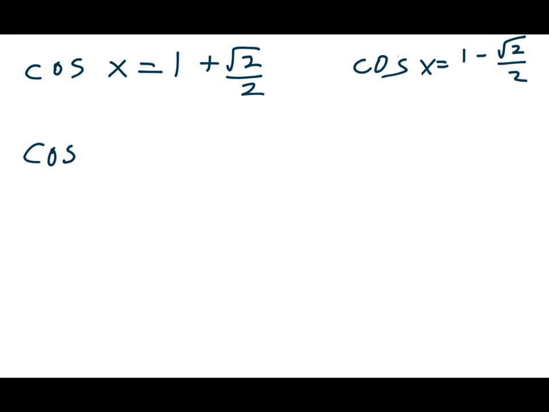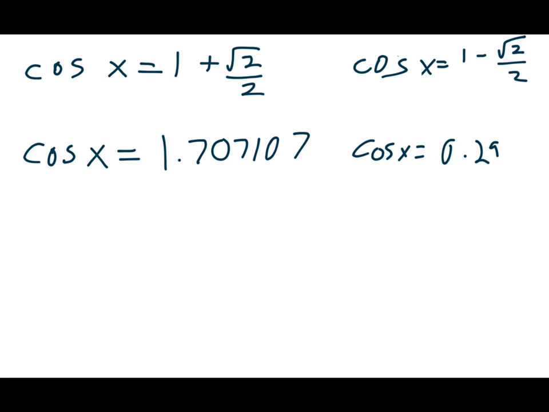So if I evaluate these guys, this is 1.707107. This one is 0.2928993. Okay, so from here you can see that this guy, since it's greater than 1, we can't take cosine of that. Cosine's always going to be between -1 and 1. So this guy is going to be no answer. If you try to put that in the calculator, you'll get a domain error.